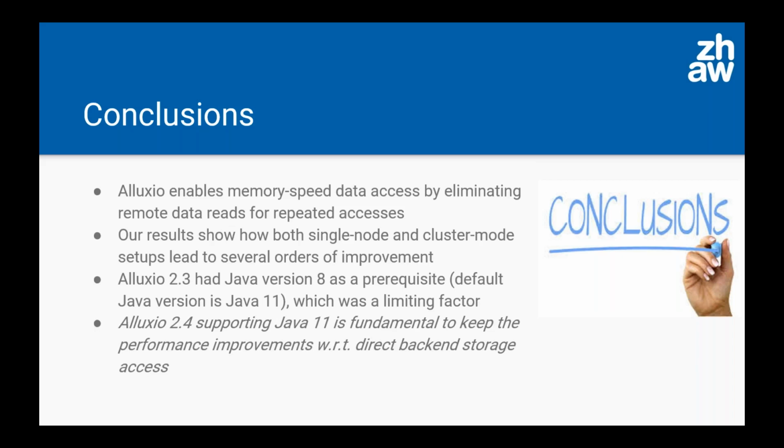The results we presented show, in both the single node and the cluster mode setups, several orders of improvement. And the further conclusion I want to make here is that Alluxio 2.3 was showing nice results, but these were good only when you were using Java version 8 in both configurations, both if you use Alluxio and if you use direct access to Ceph using Spark. This limitation was removed with Alluxio 2.4, as it now supports Java 11, and this is, in my point of view, fundamental to keep the performance improvements with respect to direct backend storage access.